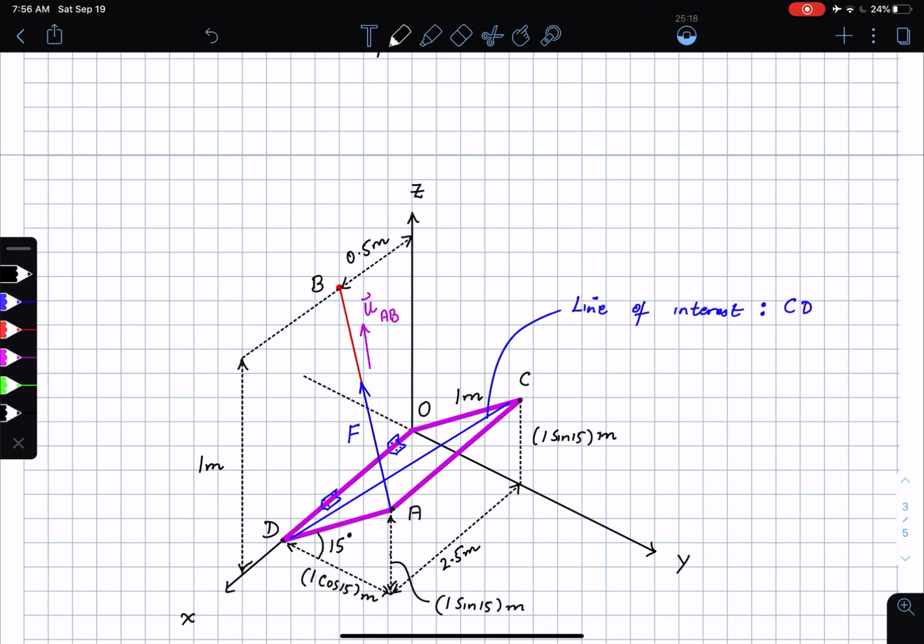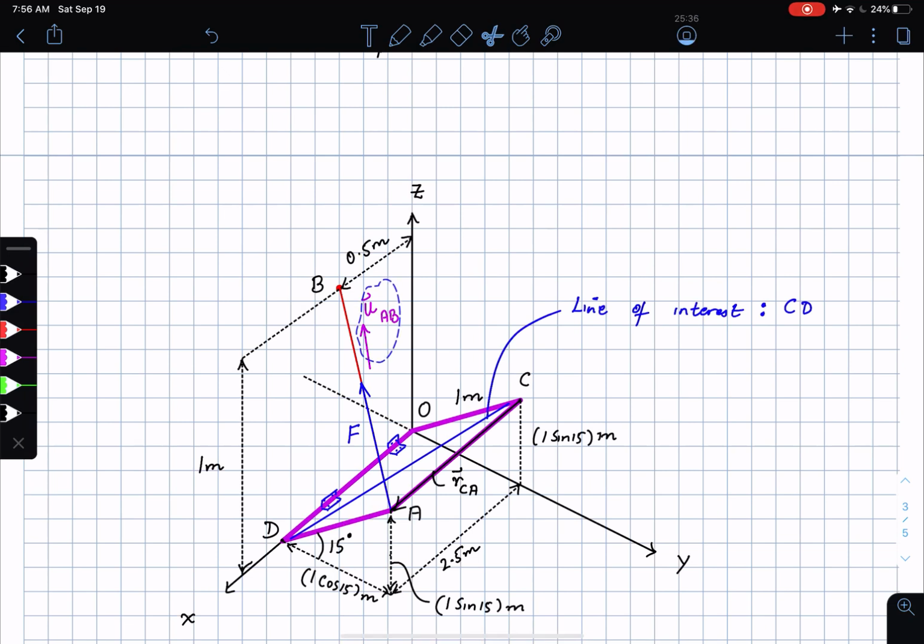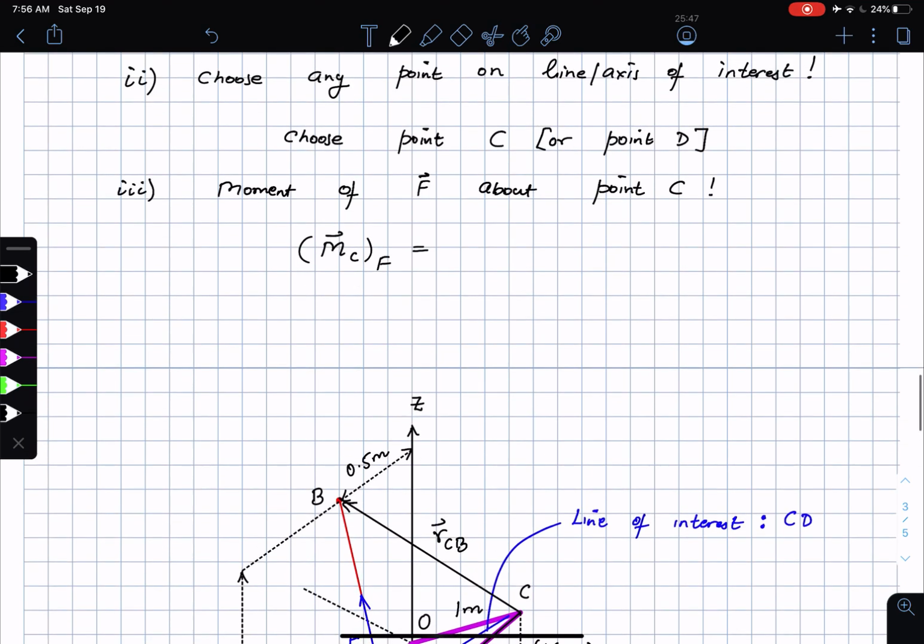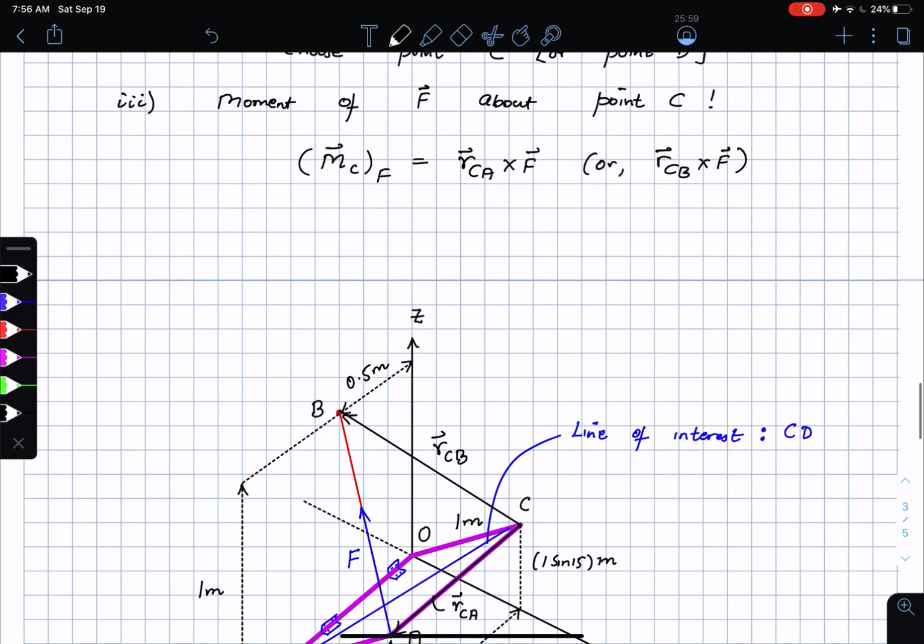So I need a good color for this, so let me choose the black color. Let me see if that works out. So from point C I choose a position vector that goes to point A. So this is going to be RCA, or I could also do RCB. That is also completely fine. Maybe I could move this out of the way, and I could go from RC all the way to RB as well. So this is going to be RCB. So a moment about C due to F is RCA crossed with F, or RCB crossed with F.